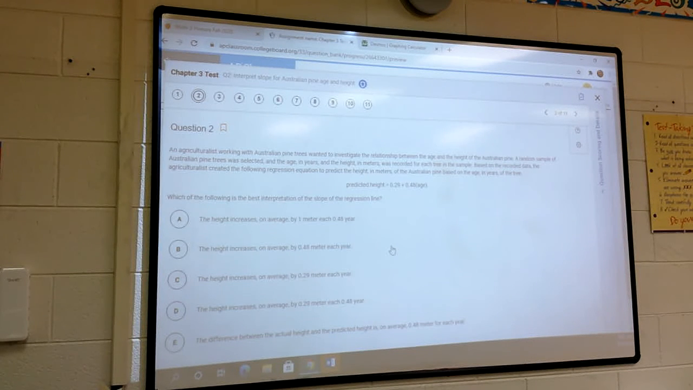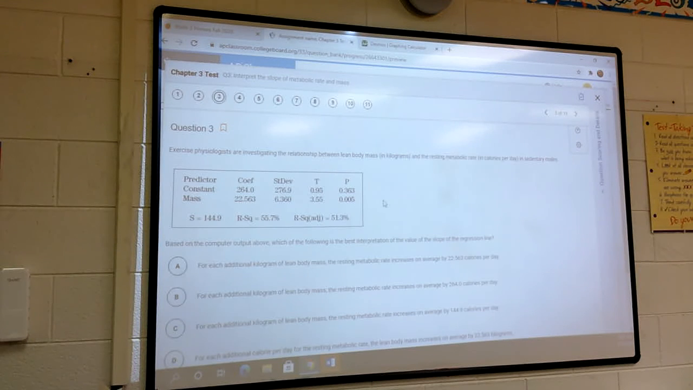So you can look back at your notes for slope and how you interpret slope. And remember, slope is the number, obviously, that goes in front of x. And x, in this case, is your age. So you know where your slope is, and then you want the best interpretation of that slope.